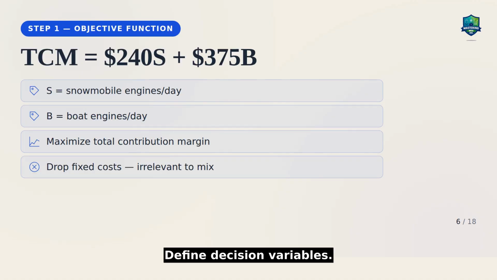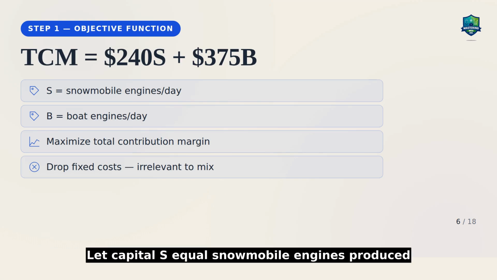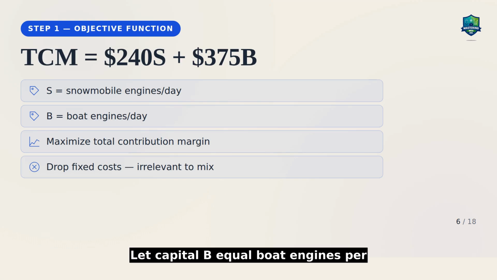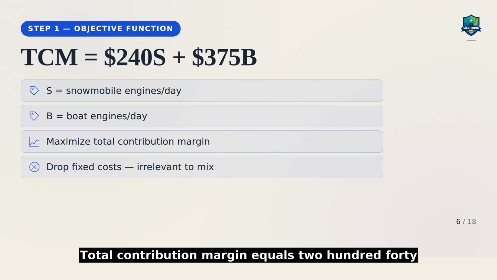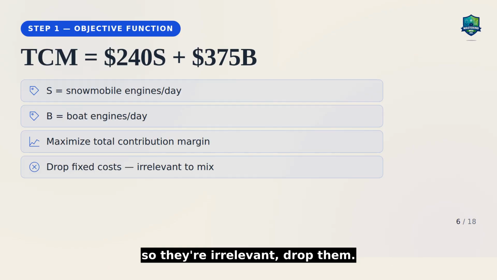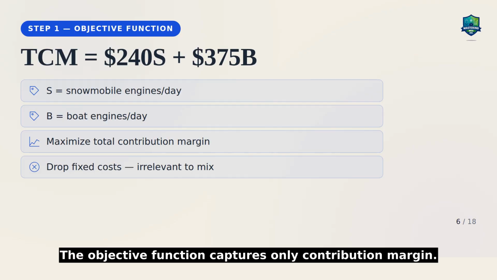Step 1. Define decision variables. Let capital S equal snowmobile engines produced per day. Let capital B equal boat engines per day. Total contribution margin equals 240 times S plus 375 times B. Fixed costs don't change with product mix, so they're irrelevant. Drop them. The objective function captures only contribution margin.